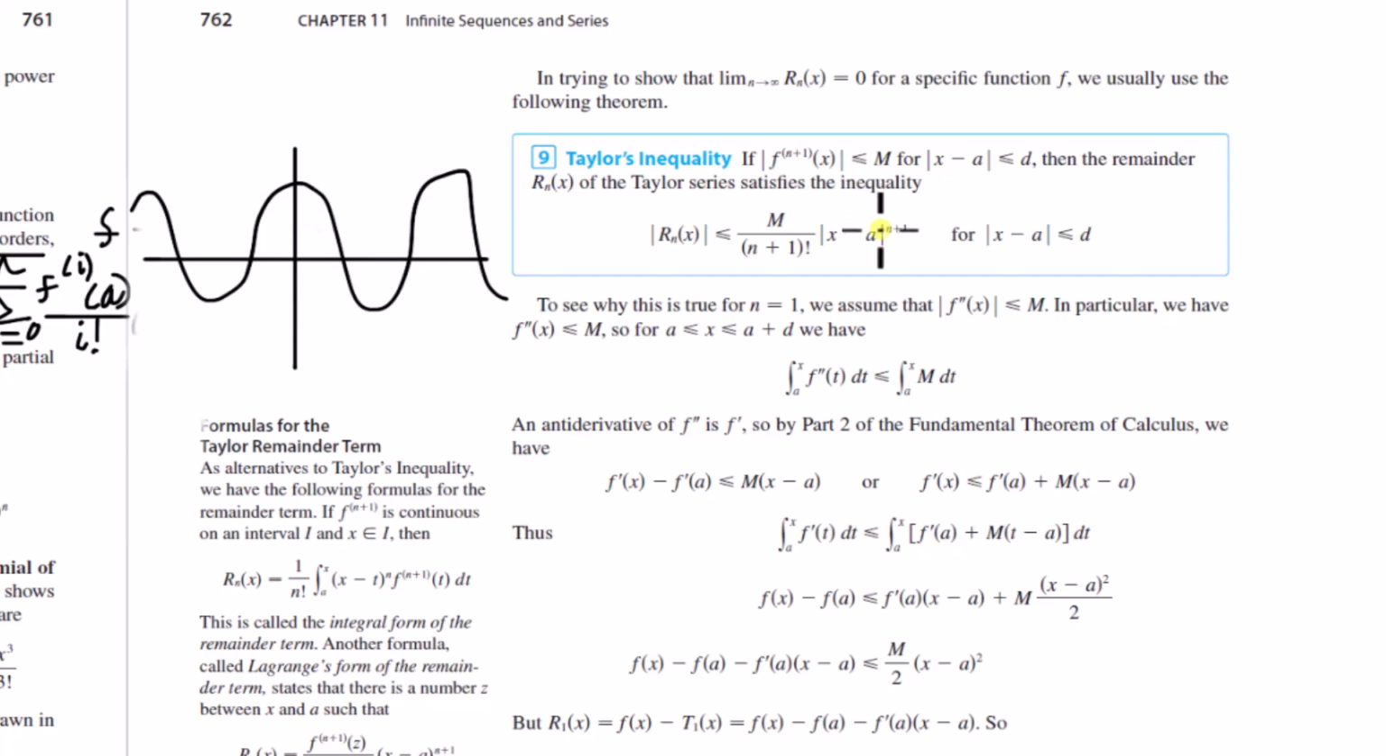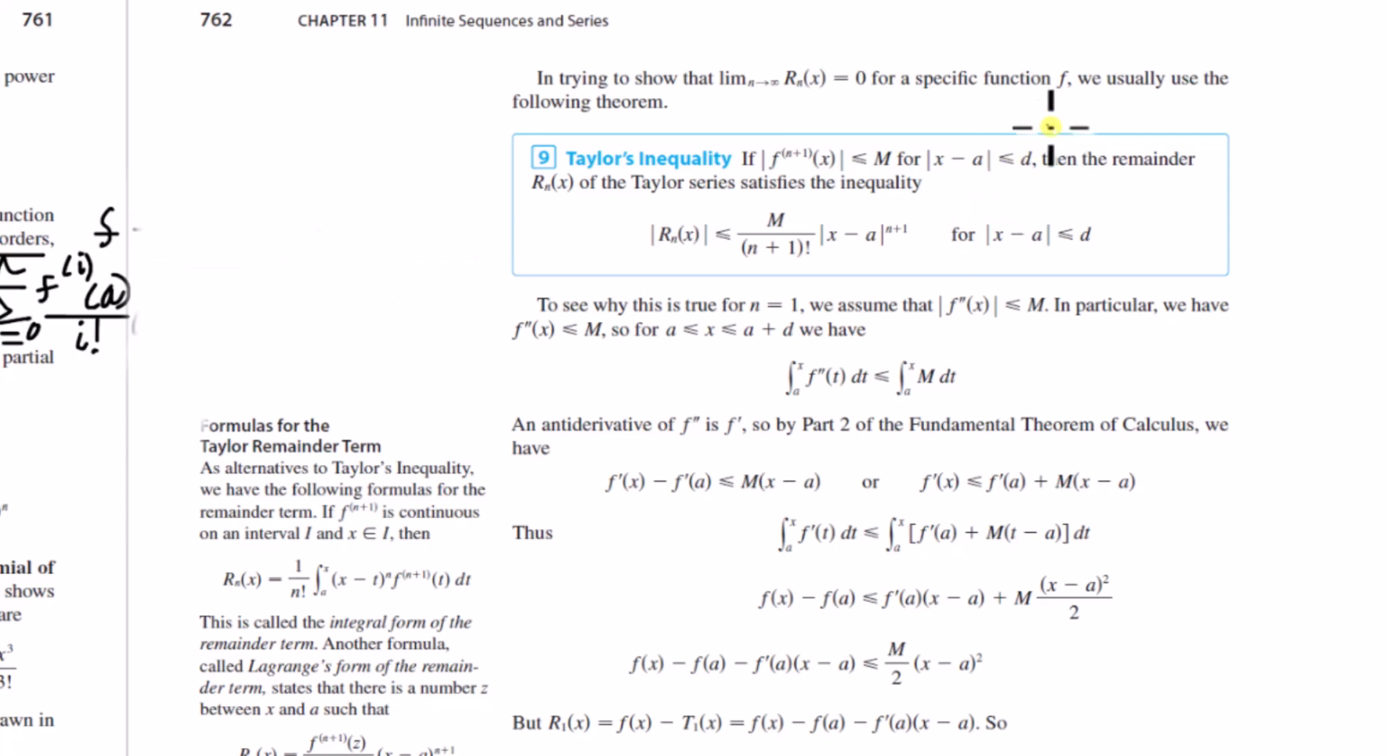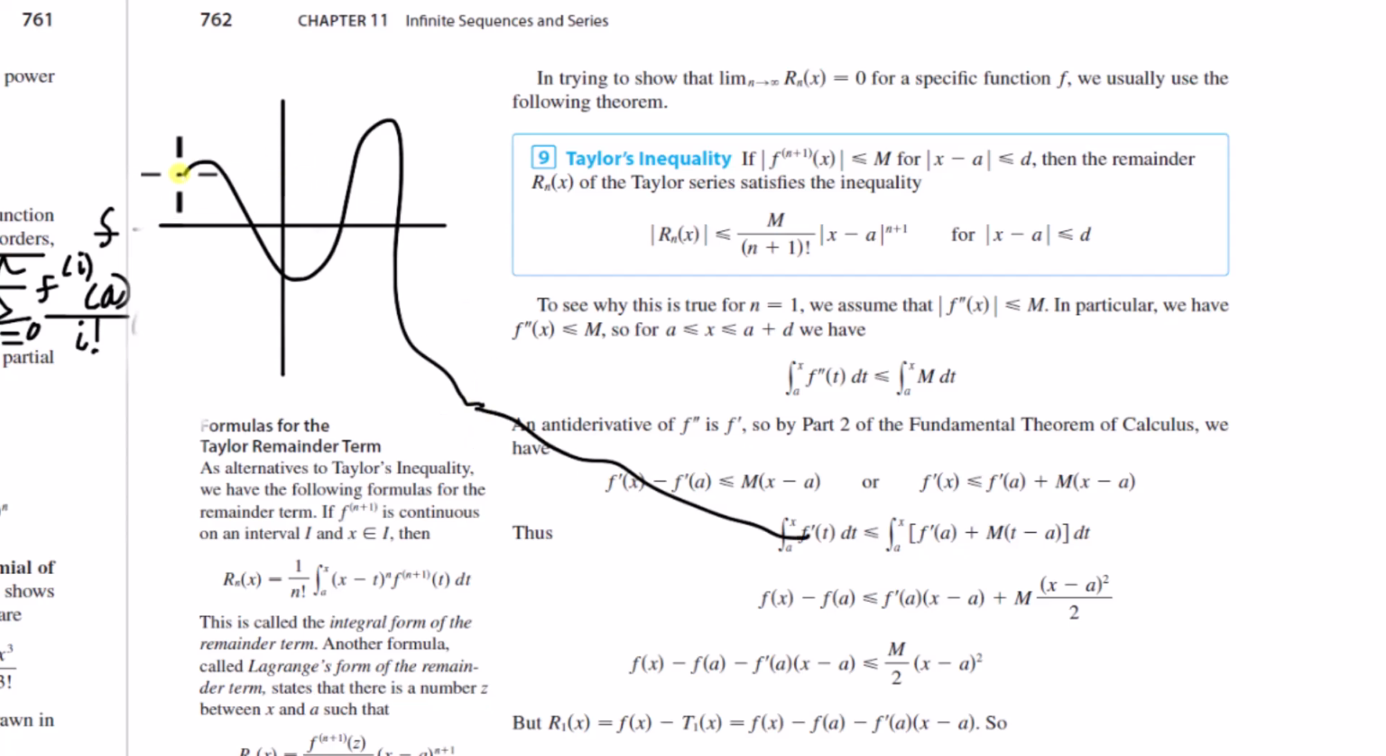But there could be other functions where it doesn't work for just any value of d. It's only for a certain, up to a certain d value. Maybe something like that, and you're trying to approximate the function here, and you can only go up to, it's only when you get here. So you'd be plus or minus, equidistant on the other side. So this Taylor's inequality would only be valid up to this distance d away from the center. That's the center.